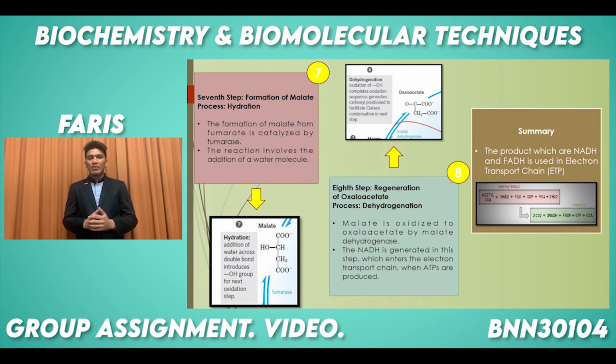The seventh step is the formation of malate. The formation of malate from fumarate is catalyzed by fumarase. The reaction involves the addition of water molecules.